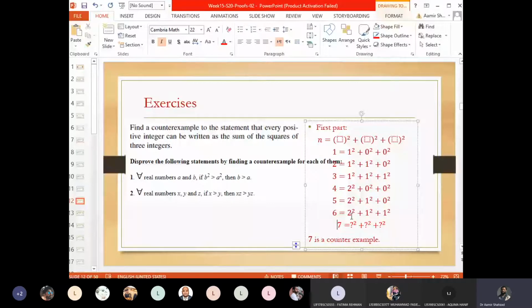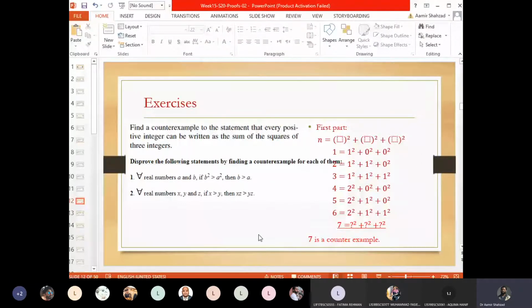So for 7 we cannot express it as sum of squares of 3 integers. 7 में हमें कोई ऐसे 3 इंटीजर नहीं मिलते जिनका हम स्क्वायर और फिर उनको ऐड करें तो वो 7 के बराबर हो. So 7 is a counter example. हमारे पास 7 एक counter example है, and after 7 we can find more counter examples as well, but one counter example is enough. एक counter example देना काफी है.